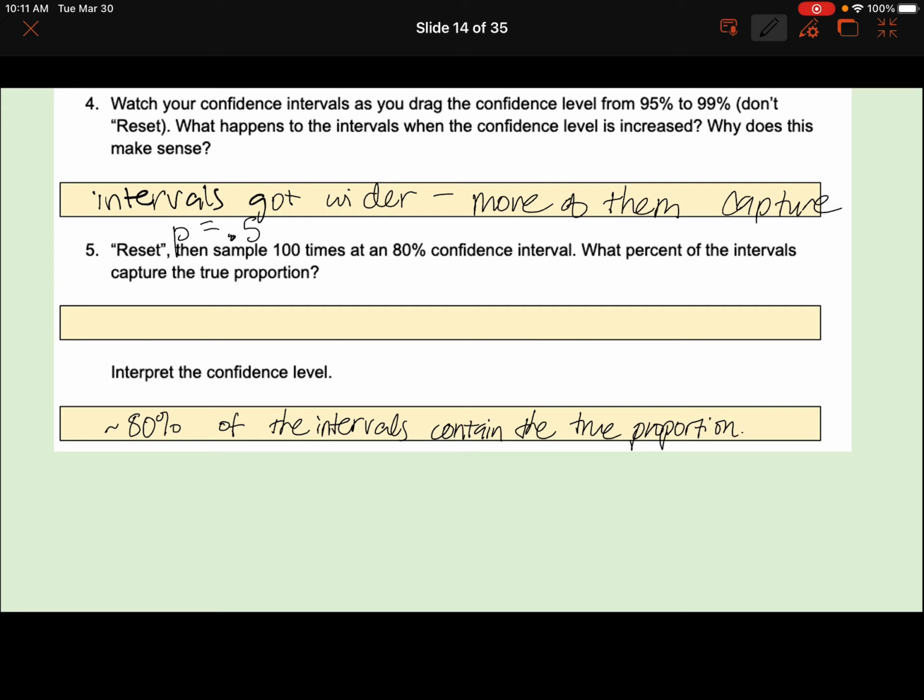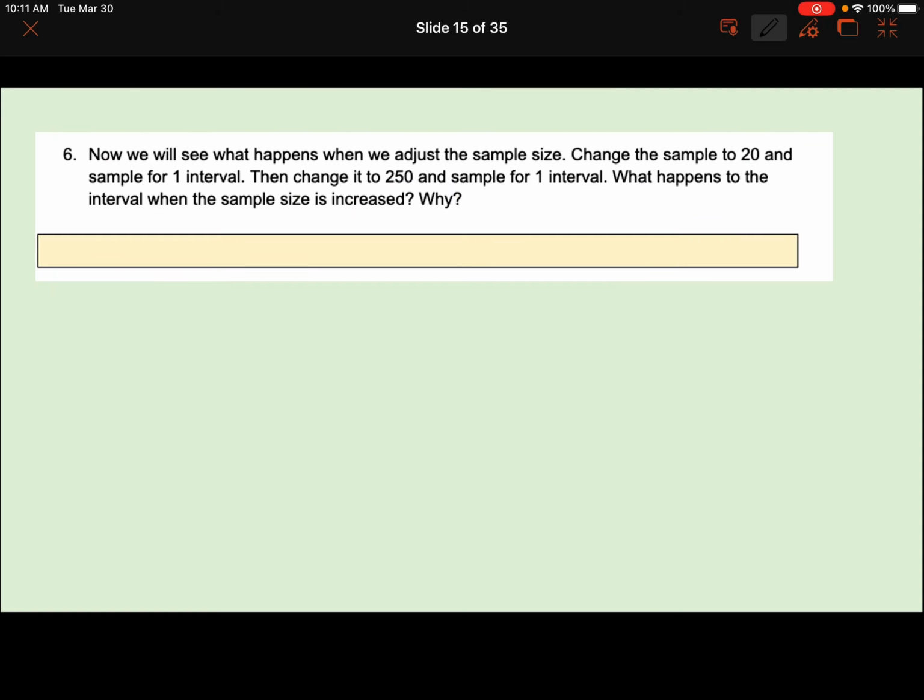Great. Now we're going to mess around with sample size, see what happens with that. Change your sample to 20 and sample for 1 interval. Then change it to 250 and sample for 1 interval. What happens to the interval when the sample size is increased? We've talked about this a little bit, but hopefully what you're seeing is that the interval is much narrower.